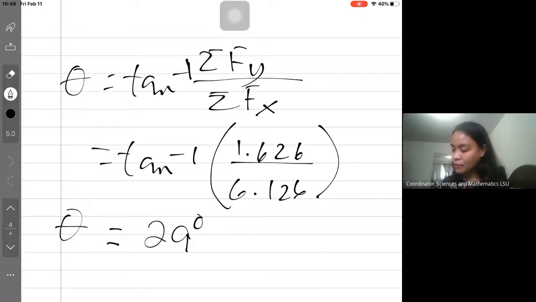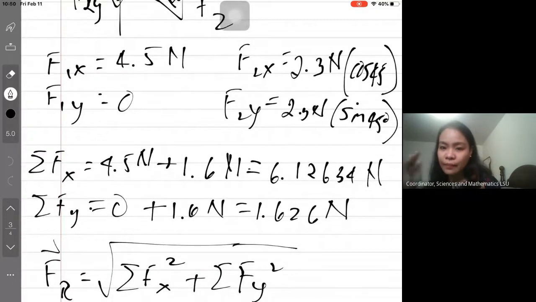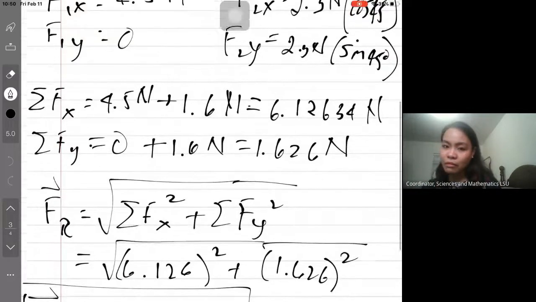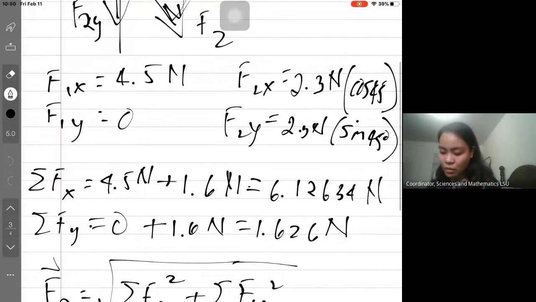Oh, why? What happened? Wait, guys. I made a mistake, guys. Sorry, sorry. Why? Sine 45 times 2.3 is 1.6. And then cosine is also 1.6. I made a mistake here. Oh, there you go.